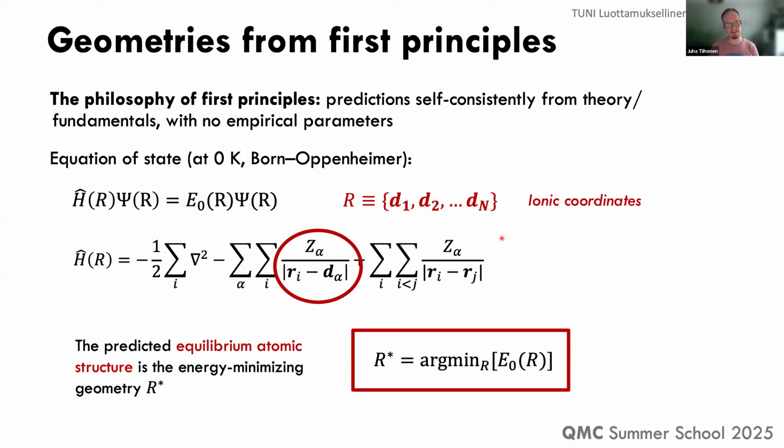And in the Hamiltonian, I like to draw the focus to these variables, which I denote by capital R, which are the ionic coordinates, point-like particles in the Hamiltonian that contain the atomic structure that we're treating. And the formalism, or the task of predicting the geometry, is to find the position that minimizes the ground state energy.